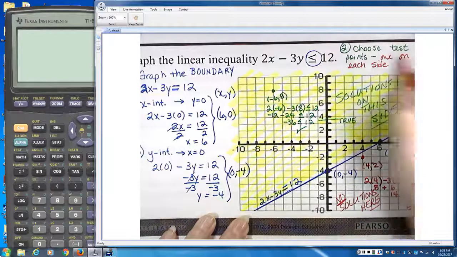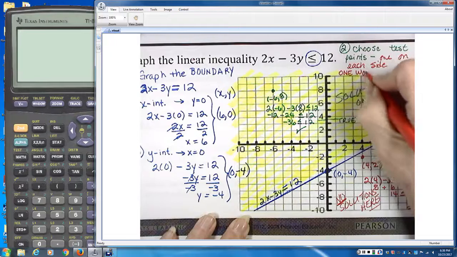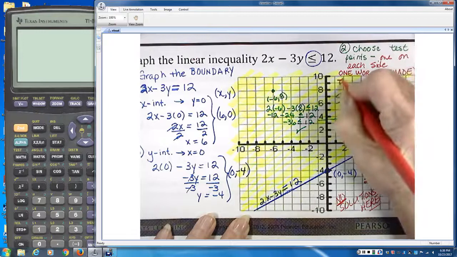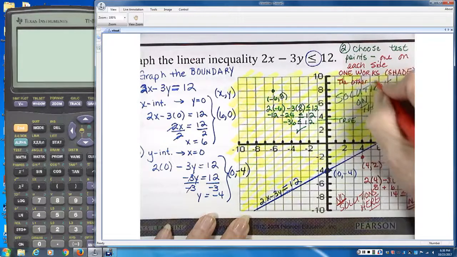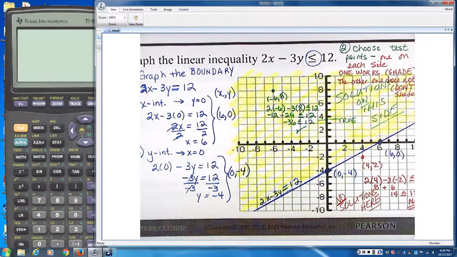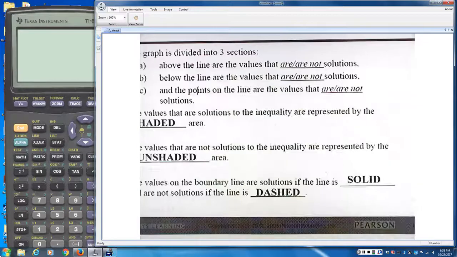So you choose test points, one on each side. One works, which means you shade. The other one doesn't, so you don't shade. Okay? That's your basic steps that we're going to go through every single time. So we're going to practice and do another one.